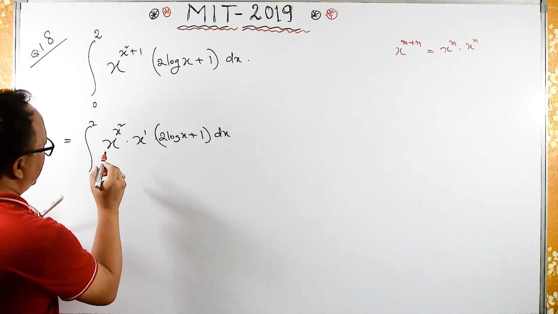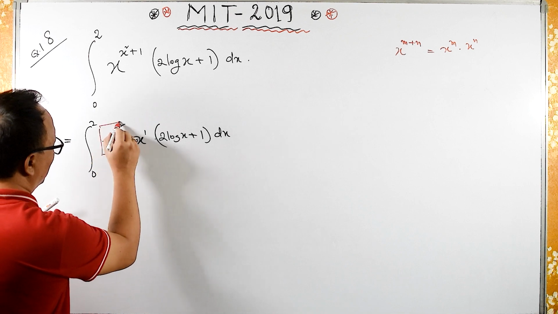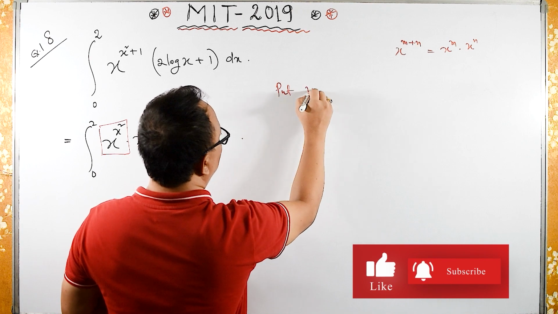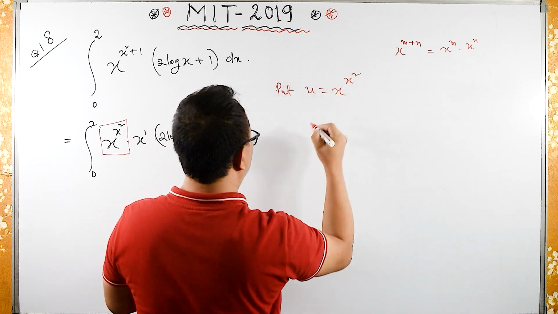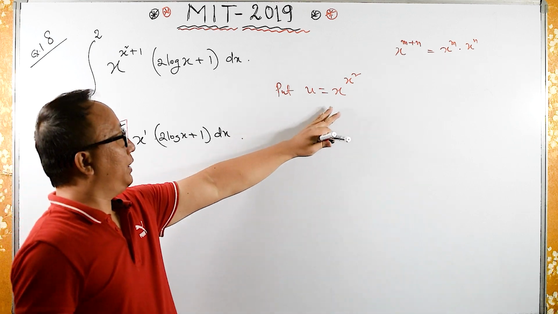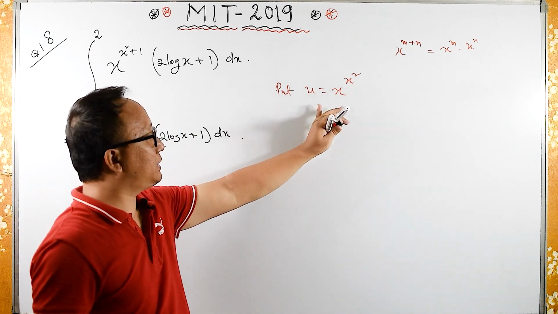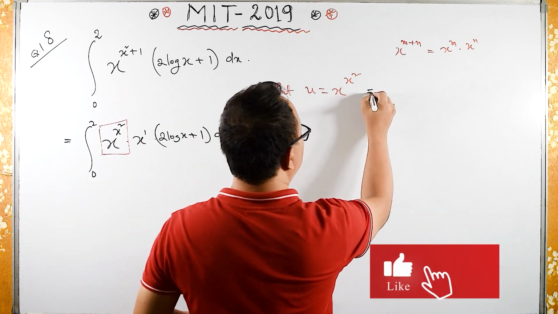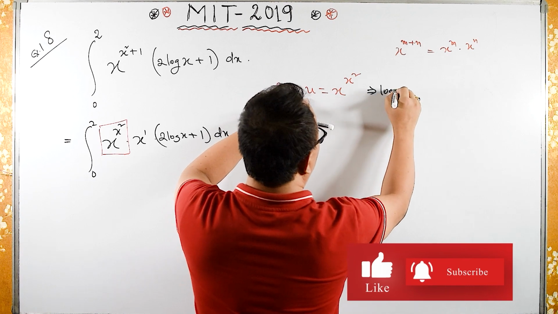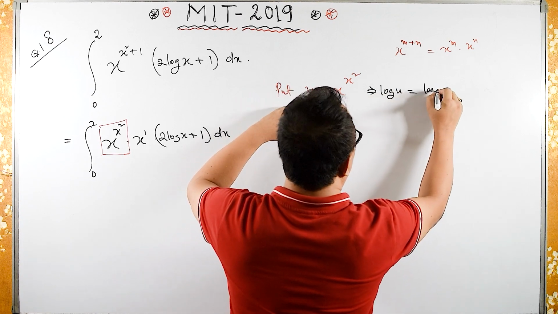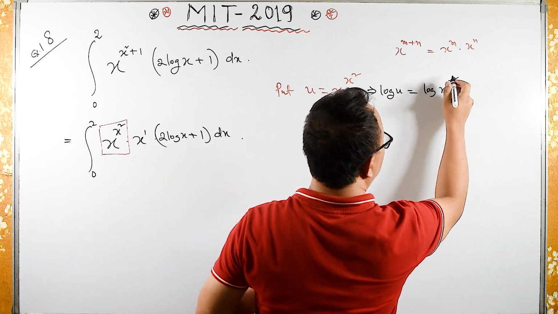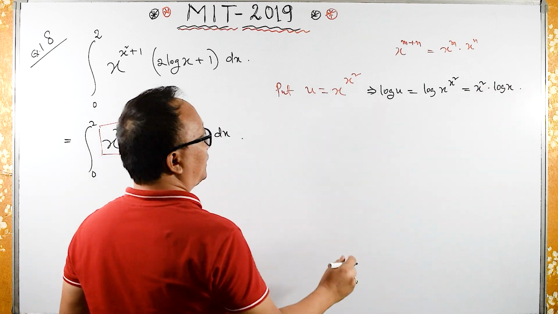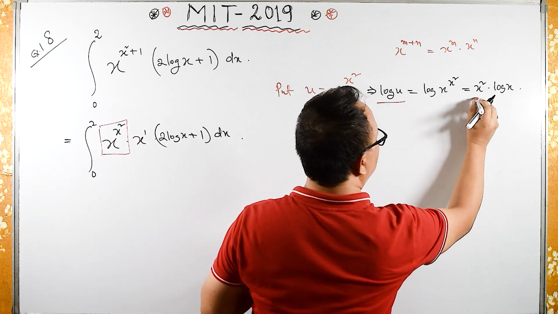So what I will do is substitute this as u. Okay, let's see how it works. Now put u equals x raised to x square. Now here we have a function raised to a function. In this type of differentiation, we take the logarithm on both sides. So by taking log on both sides, we have log of u equals log of x raised to x square, which is the same as x square log of x, bringing down x square. So we have log u equals this.